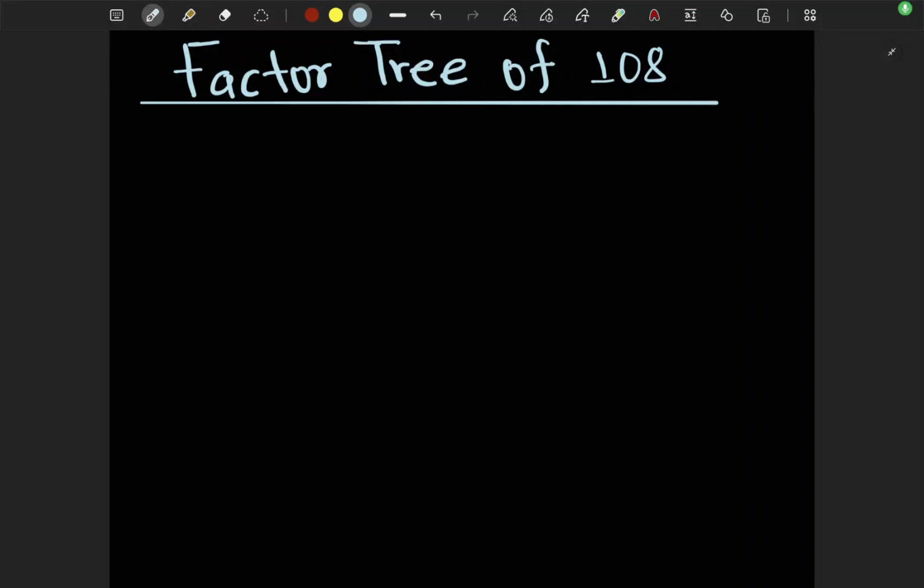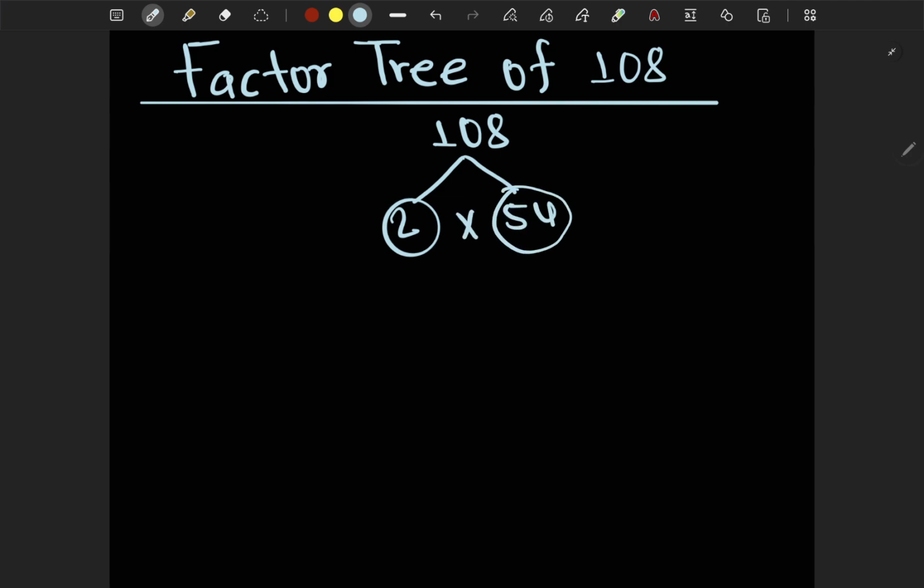Factor tree of 108. So 108 can be written as 2 times 54. 2 times 54 means 108. So 54 can be written as 2 times 27. 2 times 27 means 54.